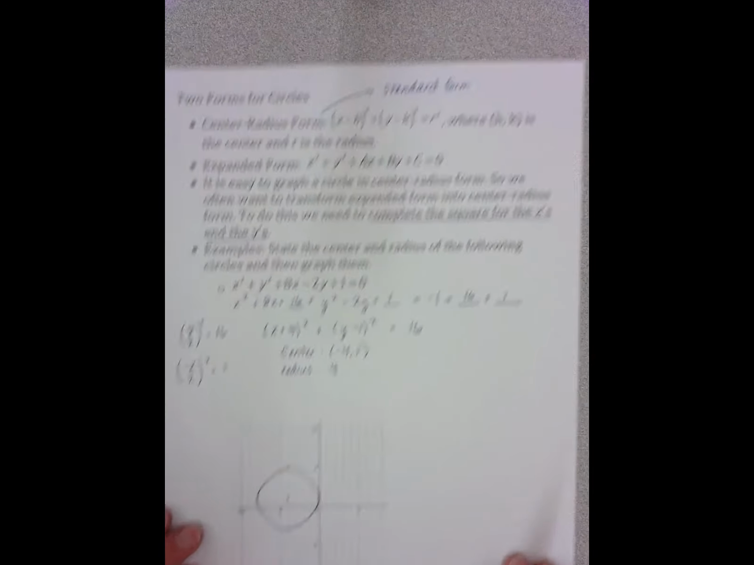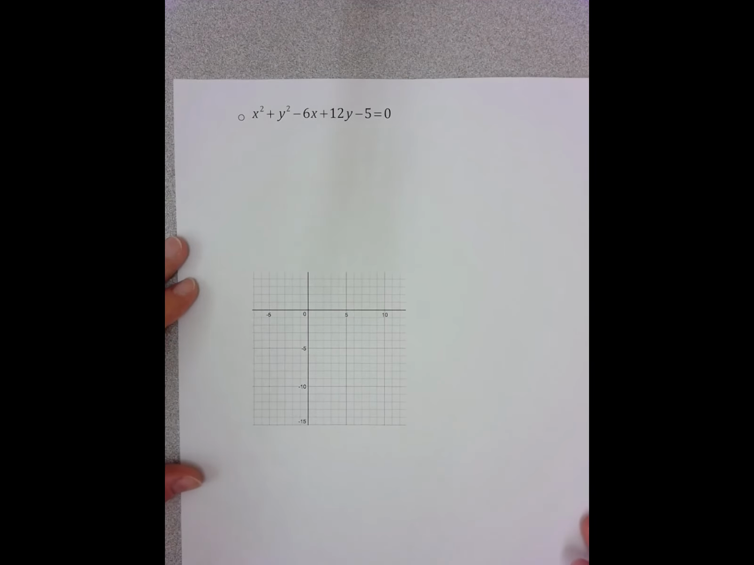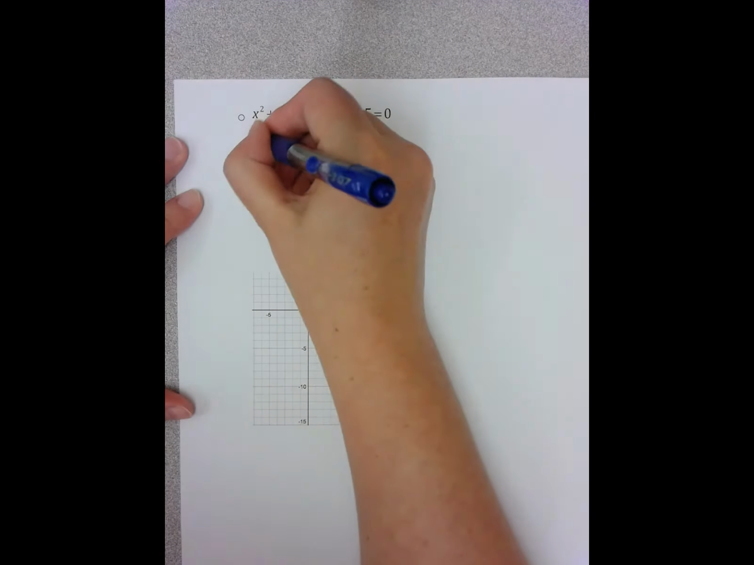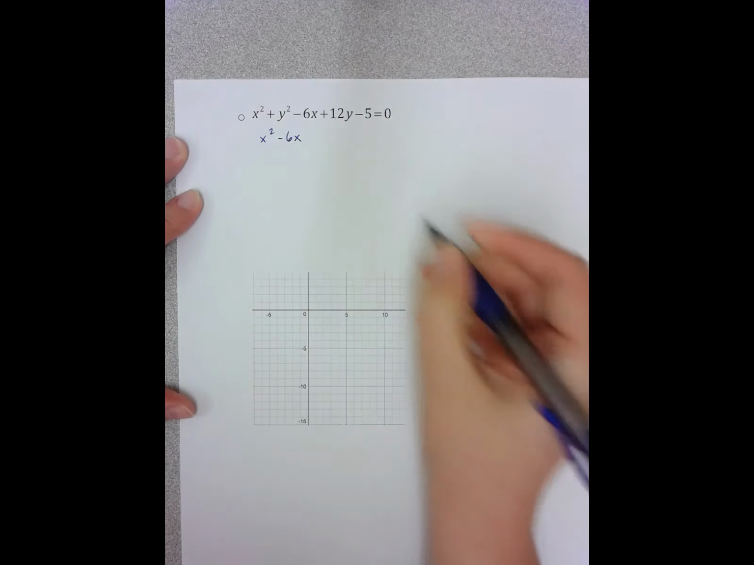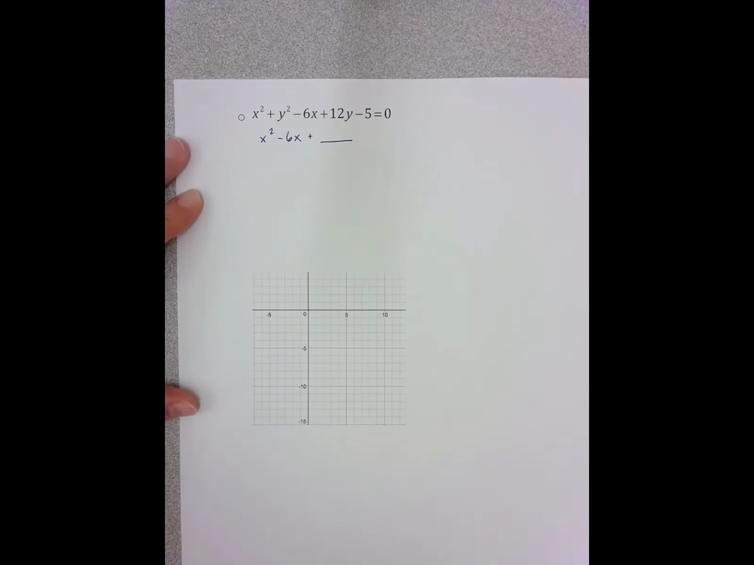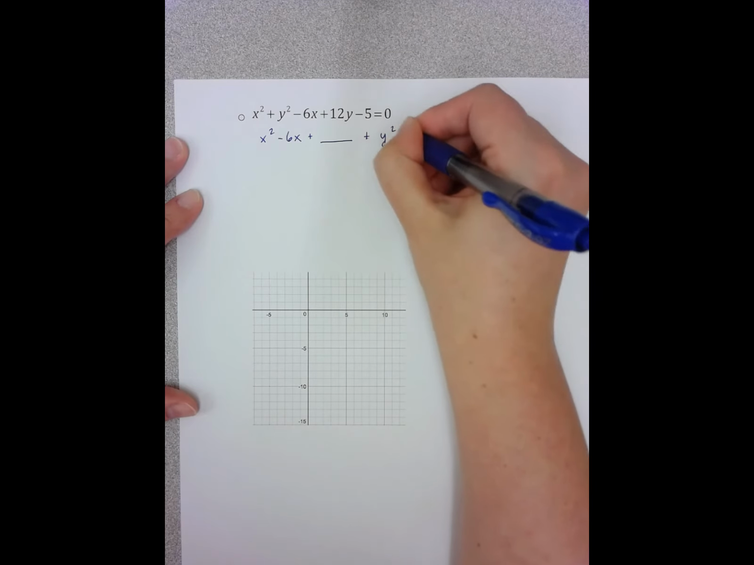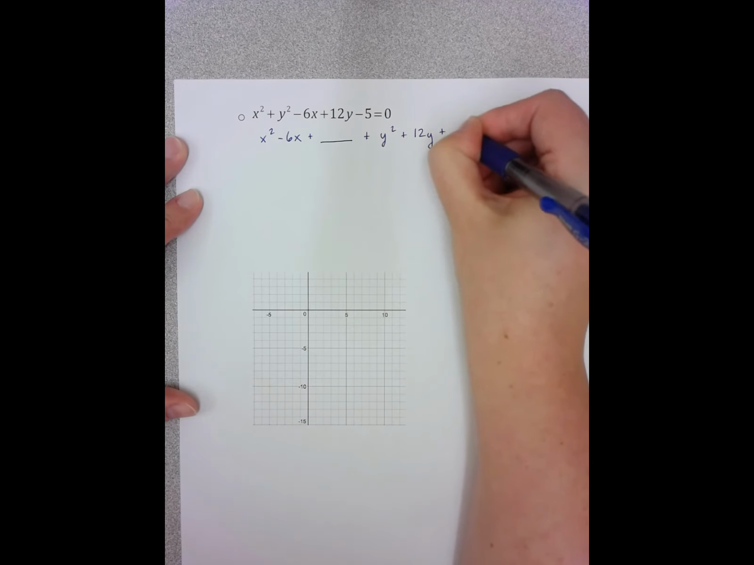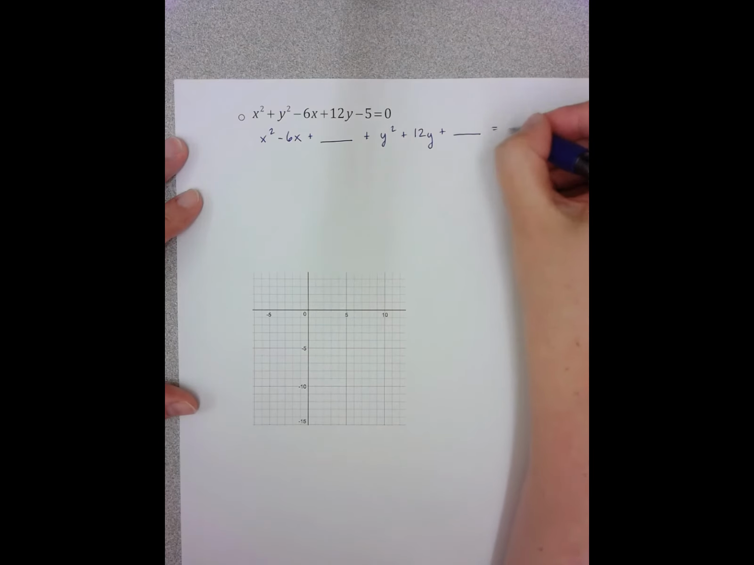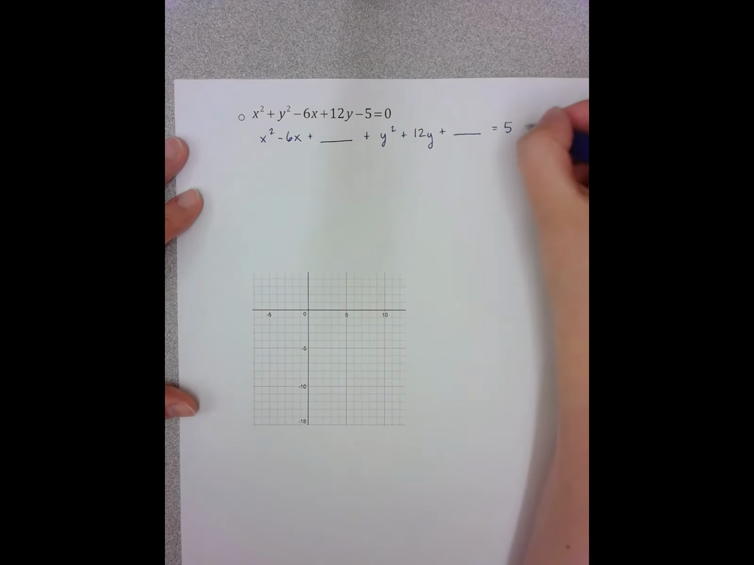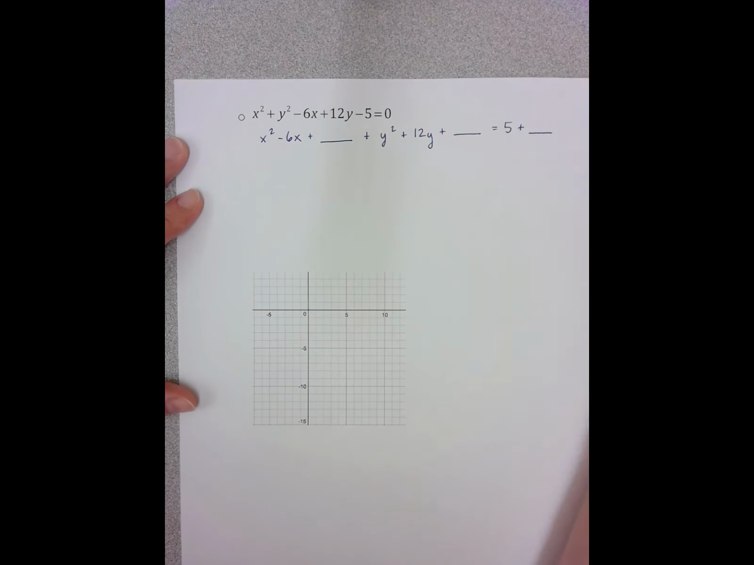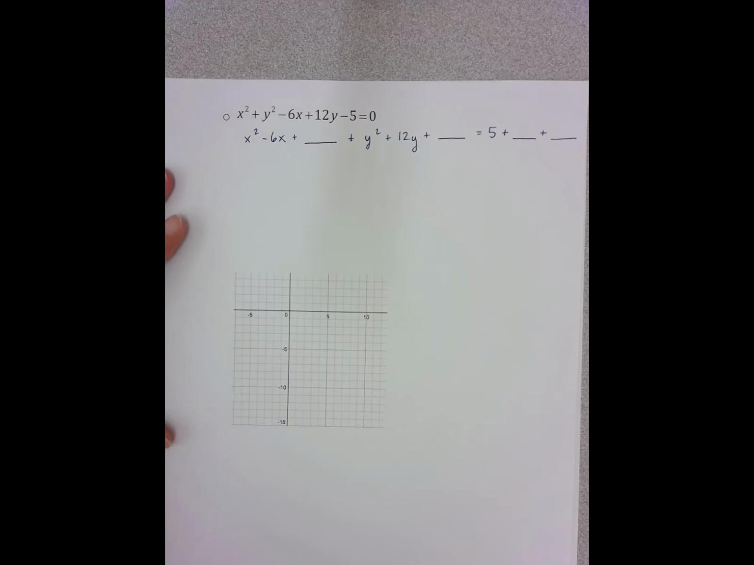Let's look at a second example. So I'm going to use the exact same process. I need to find the center and the radius and graph this, which means I need to complete the square. So I'm going to rewrite this so that my x's are together and leave a blank spot for completing the square. My y's are together, leave a blank spot for completing the square. Move my 5 over to the right-hand side, and then I need a blank spot here for my completed-the-square x's and a blank spot for my completed-the-square y's.